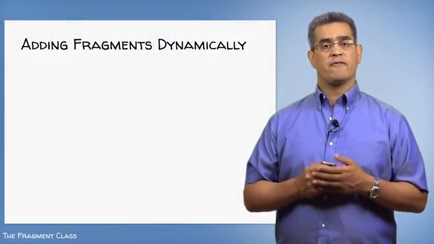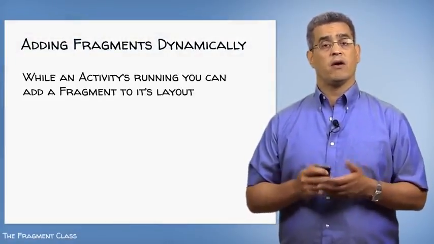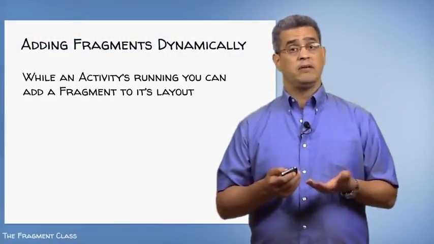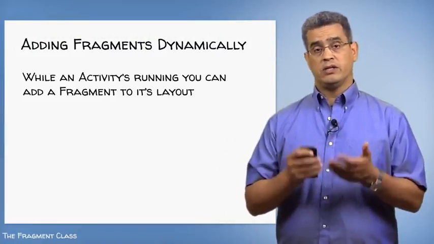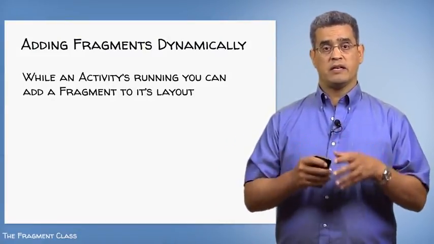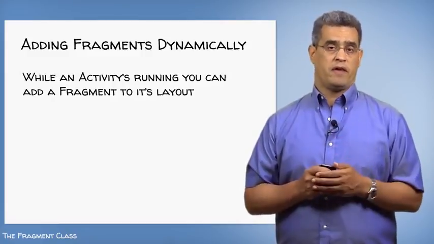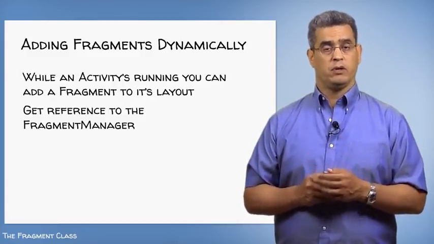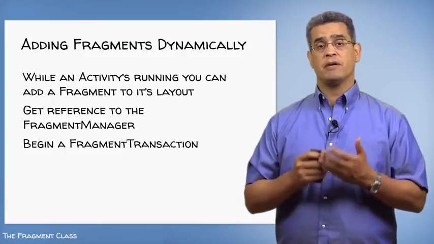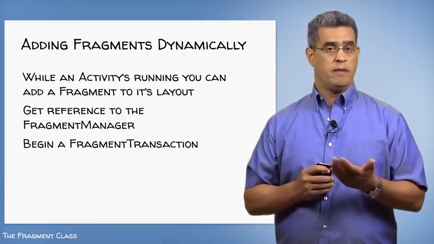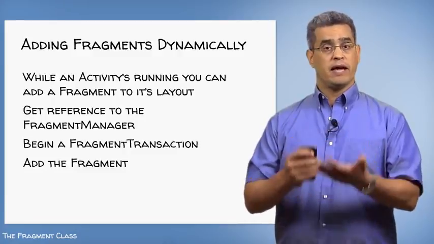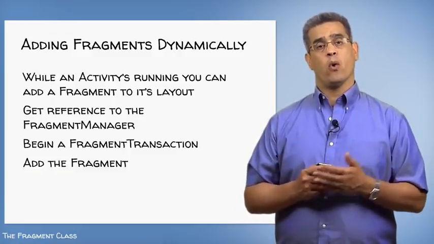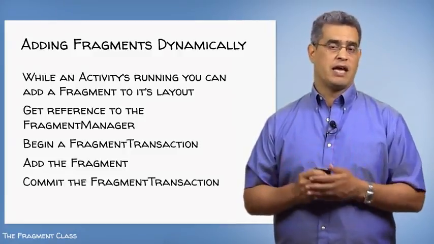You can also add fragments to an activity without hard-coding the fragments into the activity's layout file. And to do that, while the activity is running, you have to do four things. 1, get a reference to the Fragment Manager. 2, begin a fragment transaction. 3, add a fragment to the activity. And 4, commit the fragment transaction.